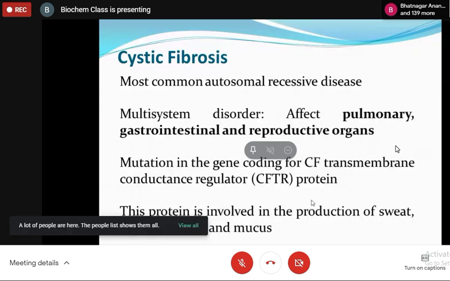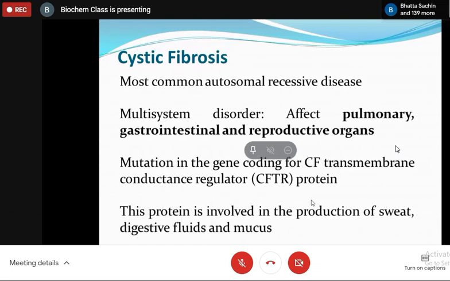There is this disease in which fat is not digested properly, and it is cystic fibrosis. It is the most common autosomal recessive disease. It is a multi-system disorder which affects the pulmonary, gastrointestinal, and reproductive organs. In cystic fibrosis, there is a genetic defect. There is a mutation in the gene coding for the cystic fibrosis transmembrane conductance regulator protein.